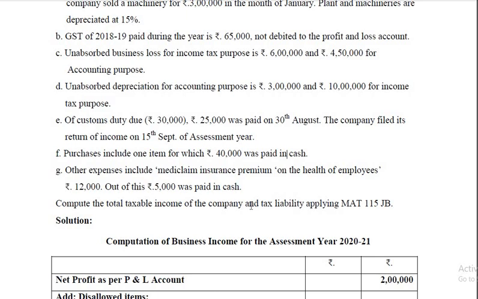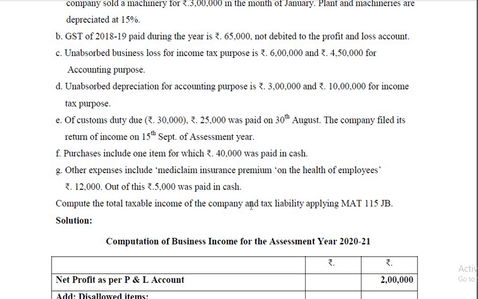Other expenses include mediclaim insurance premium on the health of the employees, rupees 12,000. Out of this, 5,000 was paid in cash. See, in the case of companies, Section 80D is not applicable, whereas in the case of individuals and HUF it is applicable. Here it is not applicable, so no 80D. And welfare expenses are allowed in the case of companies. So mediclaim insurance premium on the health of the employees is allowed.